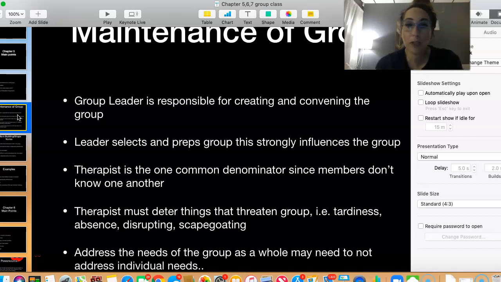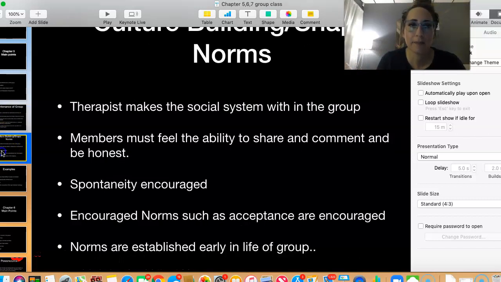Most people in group don't know each other. And so everyone's new, and we know how that can be awkward at times, right? So the therapist has to deter things that are going to threaten the group, like tardiness, absence, disrupting, scapegoating, things of that nature. Just like in a classroom setting, it's up to the professor to correct those things that are potentially distracting, so to have a class that's enjoyable for all. We need to address the needs of the group as a whole, and not the individual needs, because this isn't individual therapy, this is group therapy, and we want to be mindful that this is always going to be a group, not just an individual thing.